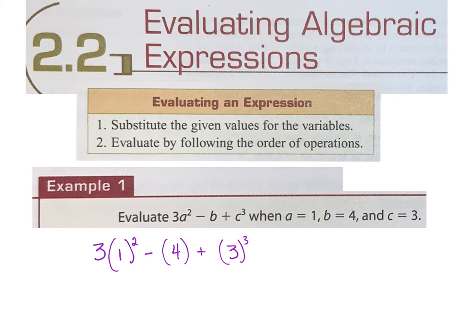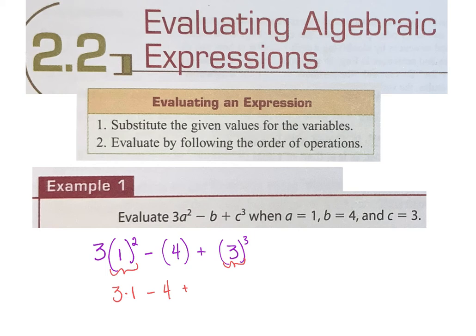Order of operations says to do grouping. We technically do not have any grouping. I put it in parentheses, but that's not a grouping. Grouping is when you have some type of operation inside the parentheses. So since we have no grouping, we're going to do our exponents. Our exponent here, 1 squared, 1 to any power is just 1. So that's 3 times 1. Minus 4, we don't do anything with that.